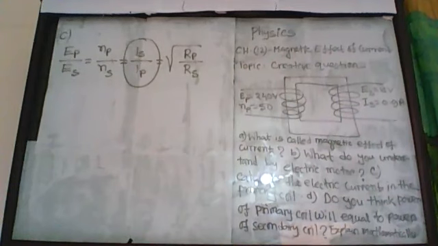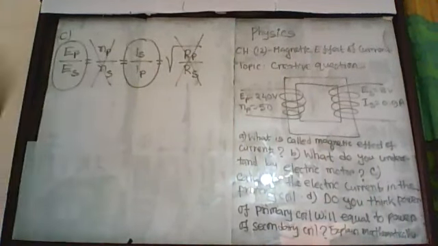If you use NP by NS, you see that NP is given here but NS is not given, so you cannot use the NP by NS formula. This is not an applicable part. Also, the resistance of the primary coil and the resistance of the secondary coil are not given, so we cannot use this part of the formula either.